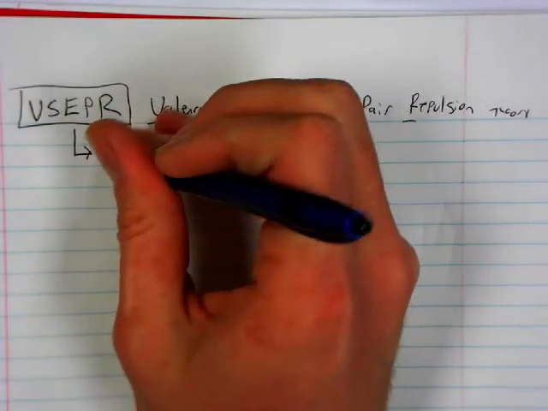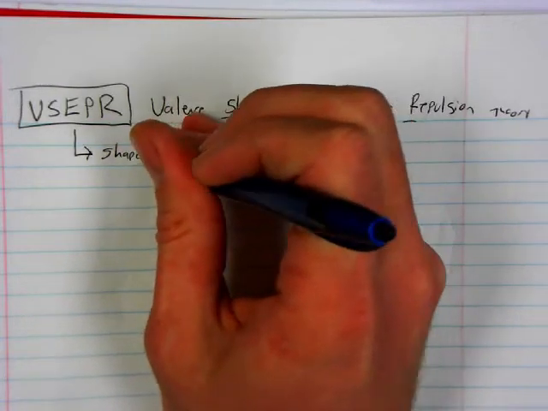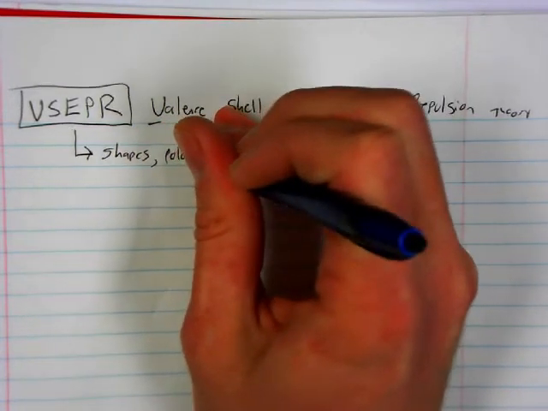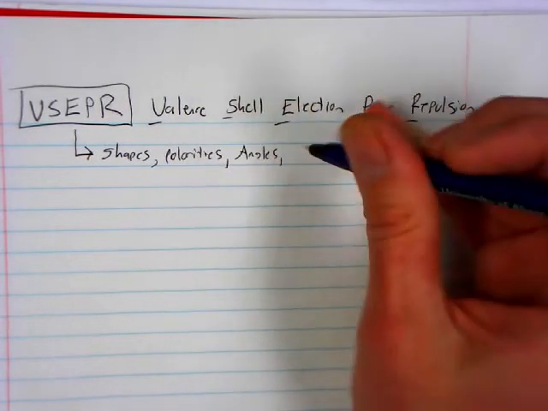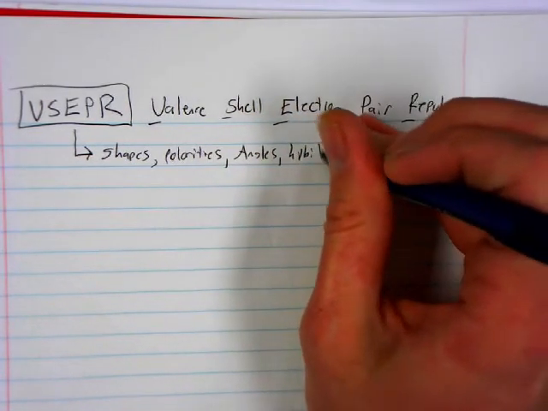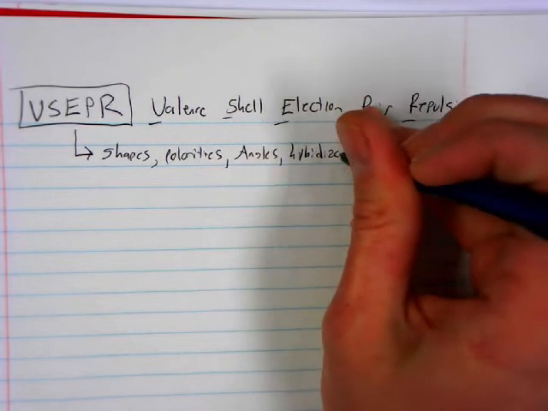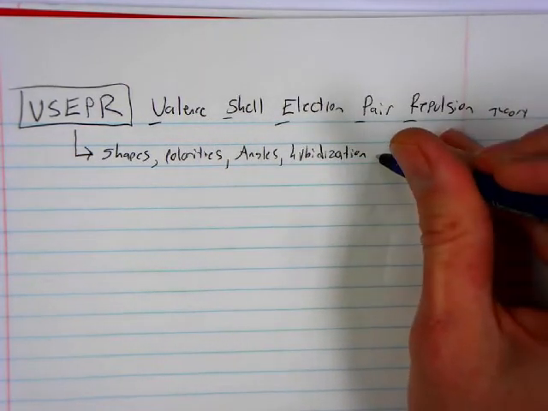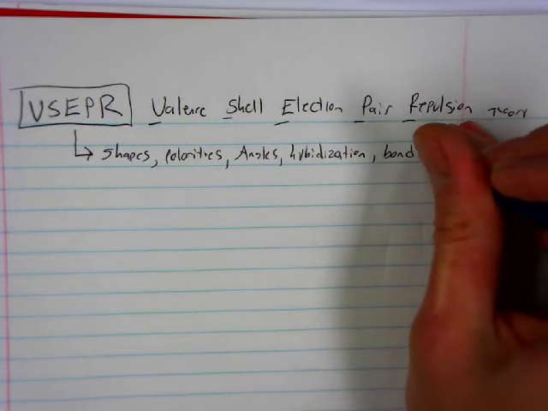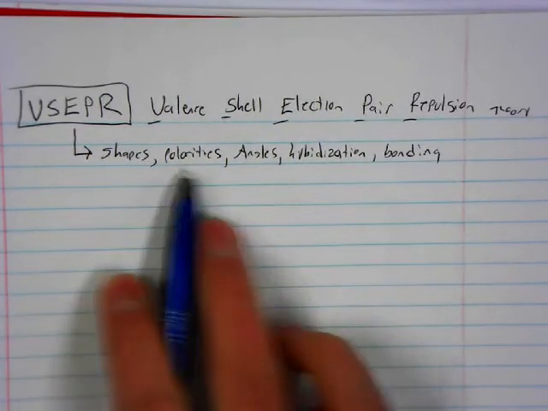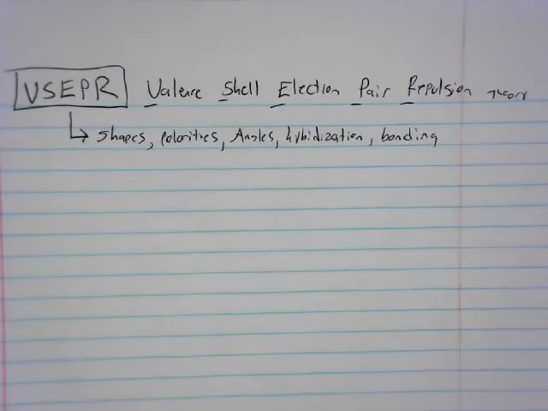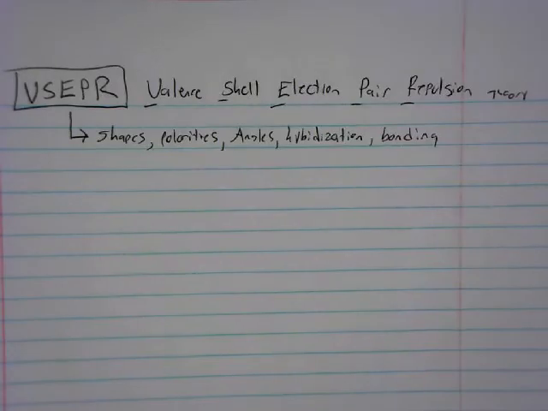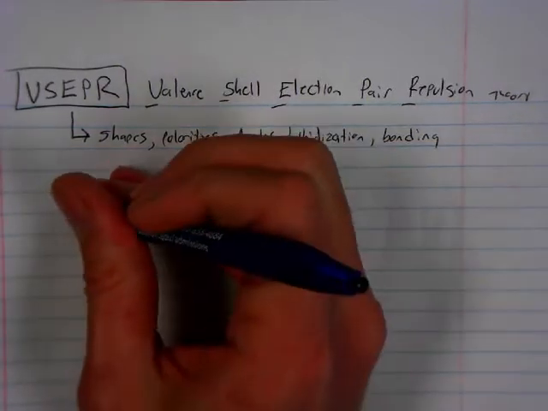All right. So, what do we do with VSEPR? We do a lot with VSEPR. We're going to be talking about shapes. We're going to be talking about polarities. We're going to be talking about angles. So much. We're going to be talking about hybridization. And we're going to be talking about bonding. So I got shapes, polarities, angles, hybridization, and bonding is what we can do with VSEPR.